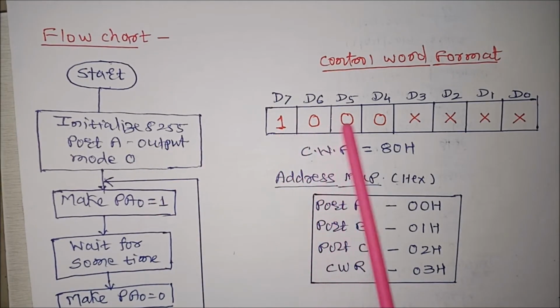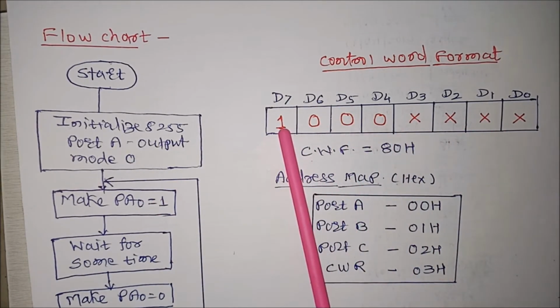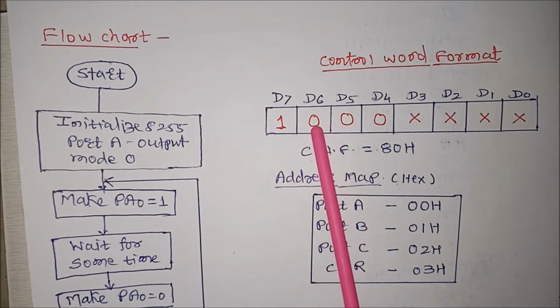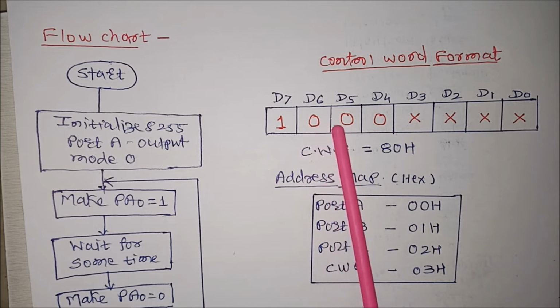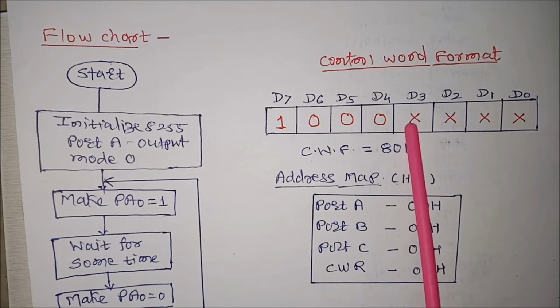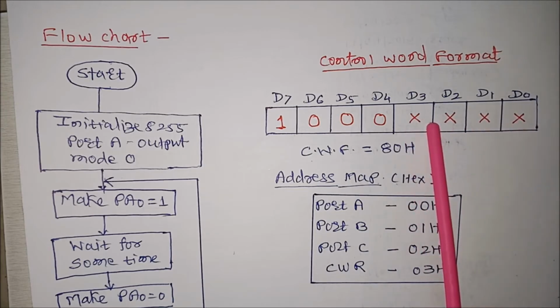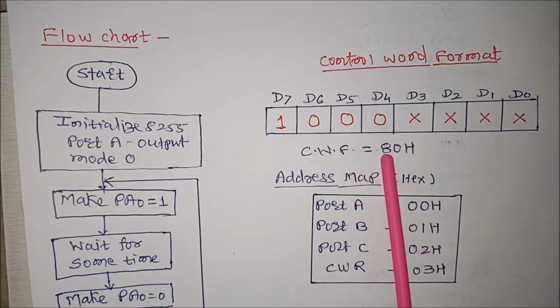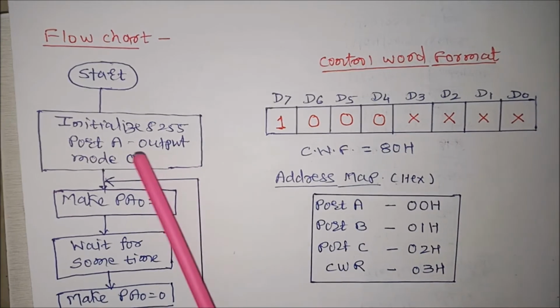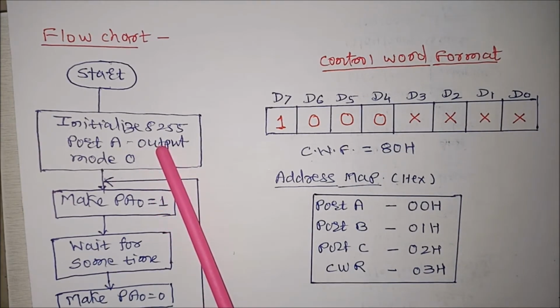So if we look at the control word format, the first bit is for I/O mode, that is 1. The next two bits are for port A in mode 0, that is 0 0, and we need port A as output, so the D4 bit must be equal to 0. We are not considering the next 4 bits, so the hex code is 80H if I use the don't care bits as 0 0. So the very first requirement is how to initialize the 8255.